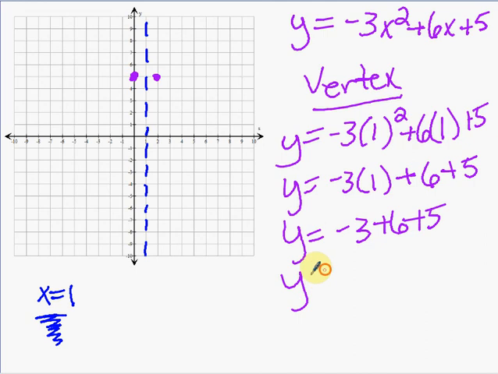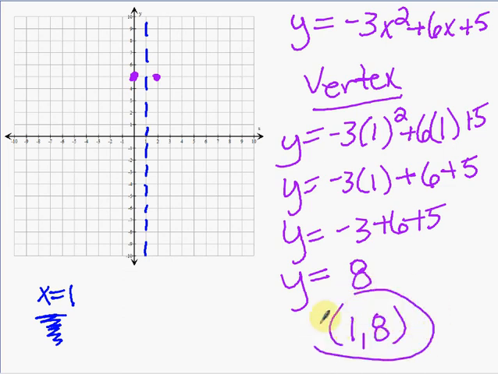which gives us 8. So our vertex, the ordered pair for our vertex, is 1, 8. And I can put it on the graph. 1, 8 is right there. That's going to be the highest point on our graph, and it's going to lay right there on that axis of symmetry.